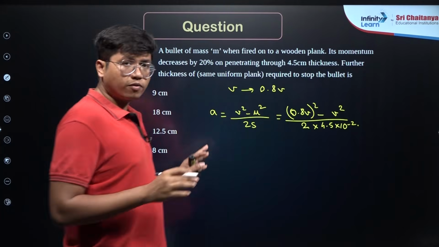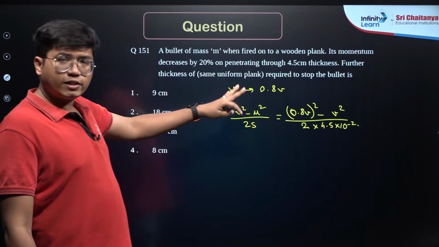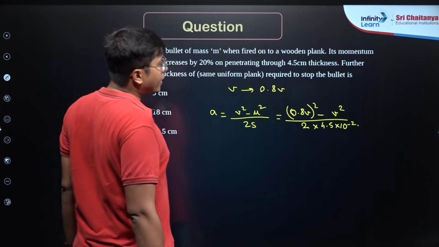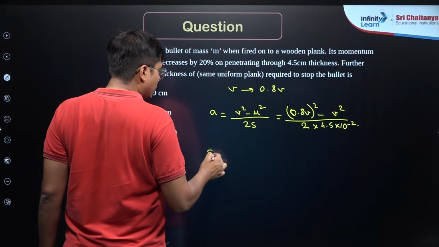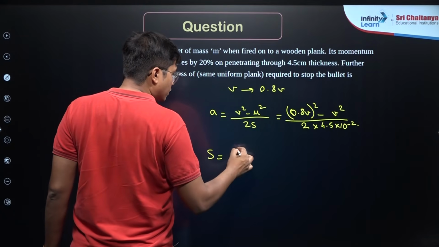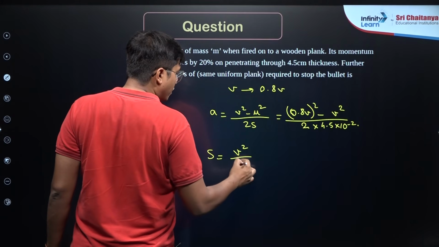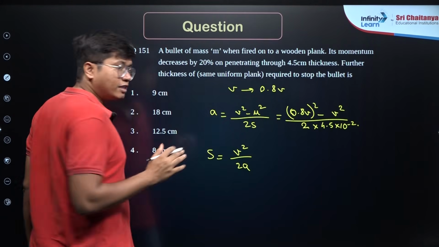You can get an acceleration on the basis of that. It will come in terms of v square, that's not a problem. Now in the next step you want the distance required to stop it. So the distance required to stop it is going to be just v square divided by 2a. If you have the acceleration, plug it in.